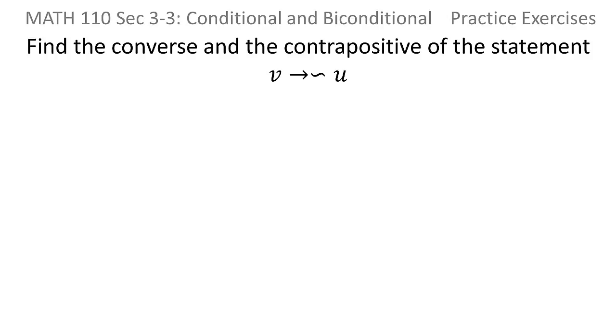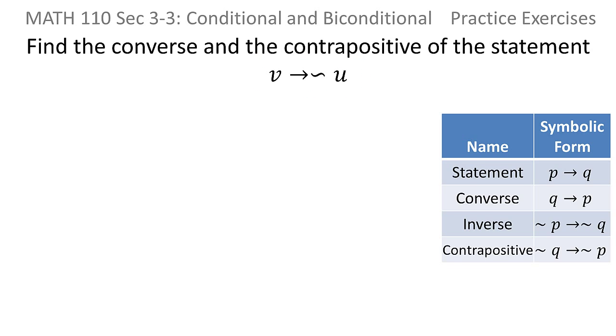Find the converse and the contrapositive of the statement V implies not U. Remember now, if you're given a statement of the form P implies Q, the converse switches so that Q implies P.